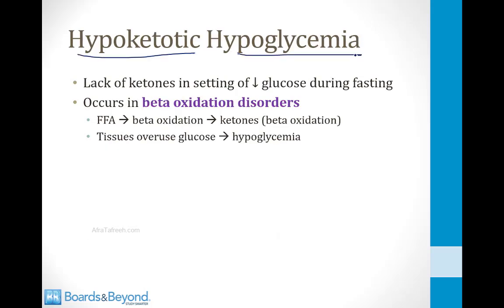Hypoketotic hypoglycemia refers to low glucose and low levels of ketones, and this is very unusual, but it can occur in the setting of fasting if there is a problem with beta oxidation. So normally when you are fasting, free fatty acids undergo beta oxidation and become ketones. But if there's a deficiency in beta oxidation, then ketones will not get synthesized. Because there's a lack of ketones, tissues will overuse glucose, and this will lead to hypoglycemia, and the combination is called hypoketotic hypoglycemia. It is seen in beta oxidation disorders.